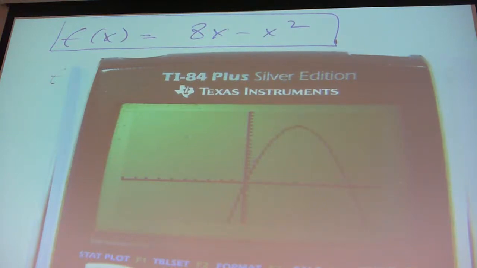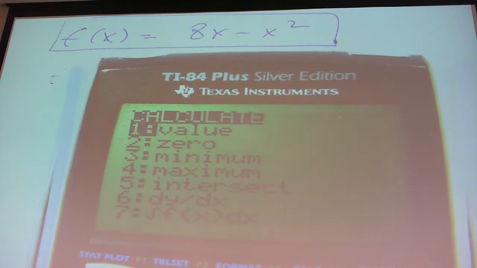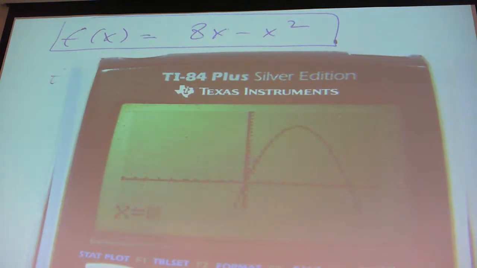Now I want you to put your cursor on 4. How do you get your cursor on 4 again? Second trace, number 1 for value. Choose 4. So again, let me be very clear.